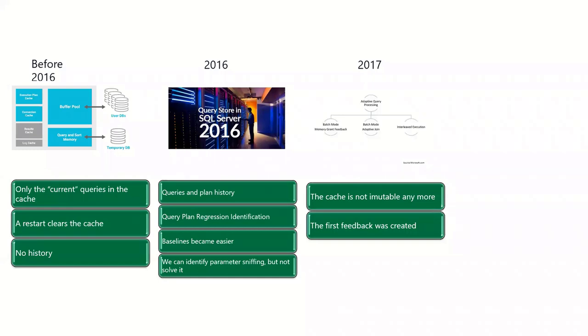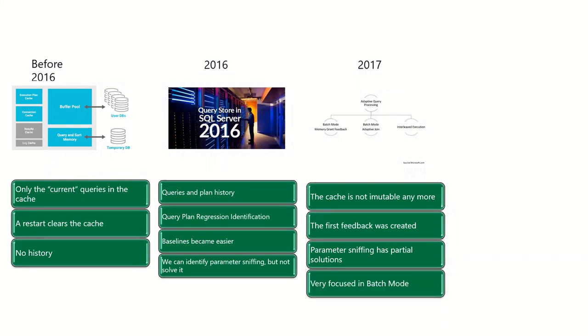The memory grant feedback was capable of identifying and changing, inside the cache, the amount of memory that that query would use. Parameter sniffing has partial solutions. Some of the problems which usually are caused by parameter sniffing, like spills to TempDB, like problems with joins, wrong type of joins, started to have some kind of solution in 2017, but it was not enough yet.